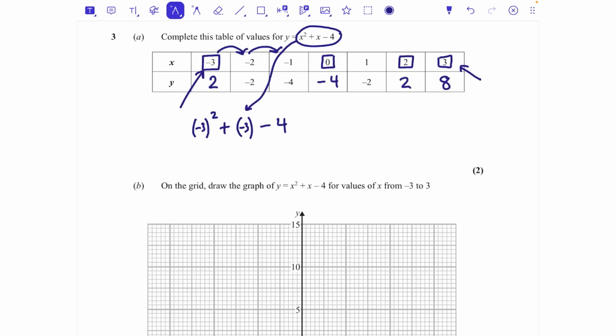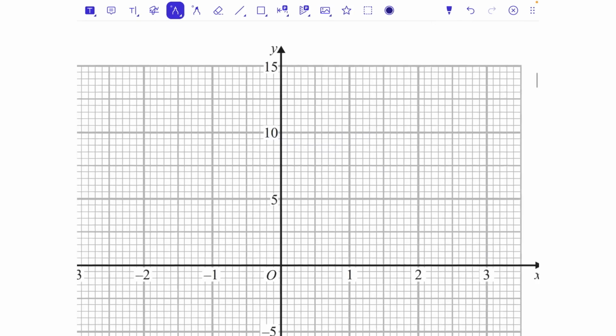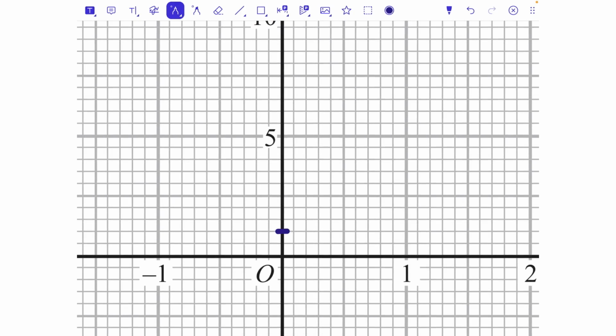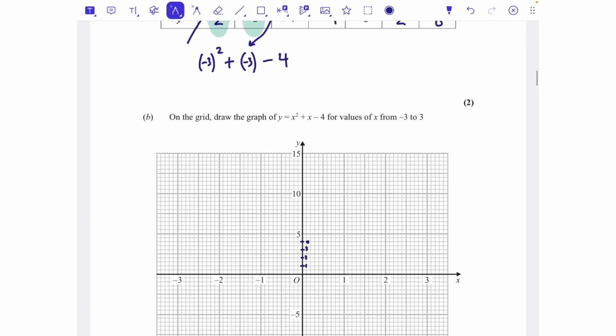There we go. Now each of those is a coordinate. So we're now just going to plot those coordinates. -3, 2. Right, now before I start plotting, let's look at this very carefully. I've got 10 squares making 5. So this is 1, 2, 3, 4, 5. So it's 2 squares that make 1. So just be really careful when you're plotting anything on a graph.